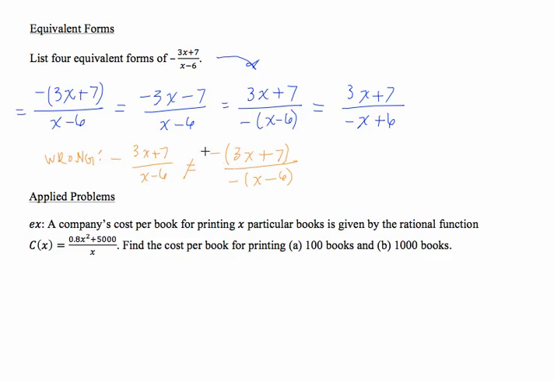It's not negative 1 times the numerator and negative 1 times the denominator, because in this case, those negative 1s cancel, and we just changed the expression. Okay, so that's not right. So if you have a negative out front, it can go in front of either the numerator or the denominator, but not both.